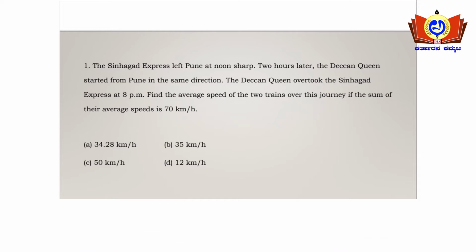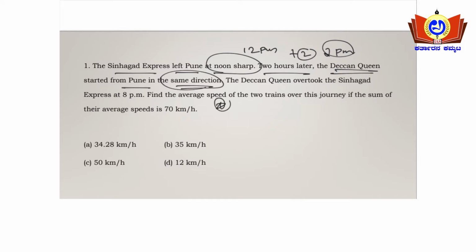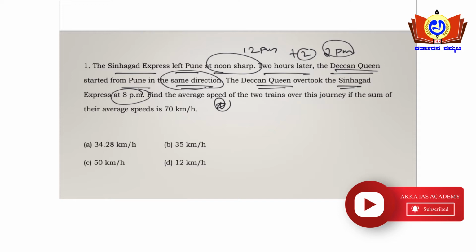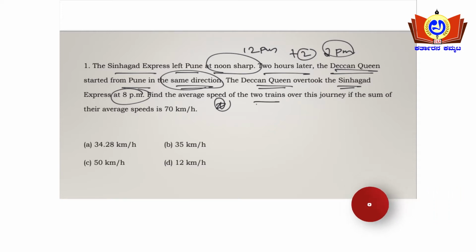In the first question, the Singhad Express left Pune at noon sharp. At noon sharp means 12 p.m. Two hours later, so plus 2 hours, that is 2 p.m., the Deccan Queen, another train, started from Pune in the same direction. See, this is very important: same direction. The Deccan Queen overtook the Singhad Express at 8 p.m. So it's obvious that the Deccan Queen is faster than the Singhad Express. Find the average speed of the two trains over this journey if the sum of their average speeds is 70 kilometers per hour. I'll be writing the given data and solving on the next page.